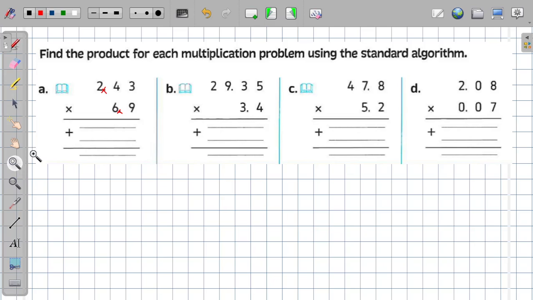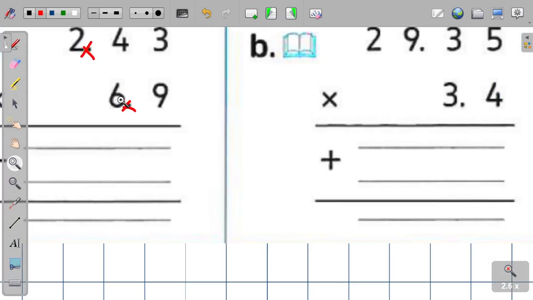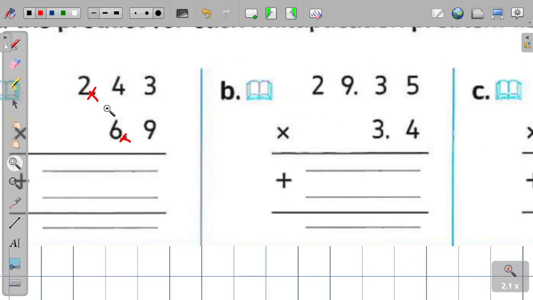So 9 by 3 equals what? Equals 27. So I will write 7 and carry up 2. 9 by 4 equals 36. Plus 2 equals 38. So I have 8 and carry up 3.